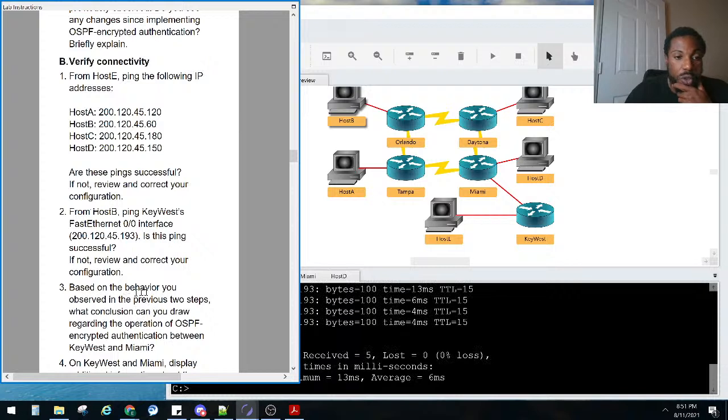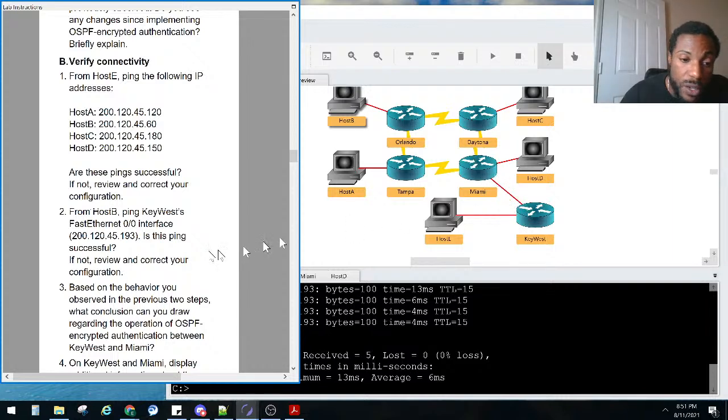Based on the behavior you observed in the previous 2 steps, what conclusion can you draw regarding the operation of OSPF encrypted authentication between Key West and Miami? I didn't see anything different other than now that we have an OSPF neighborship there. And now the neighborship has authentication and encryption set up.